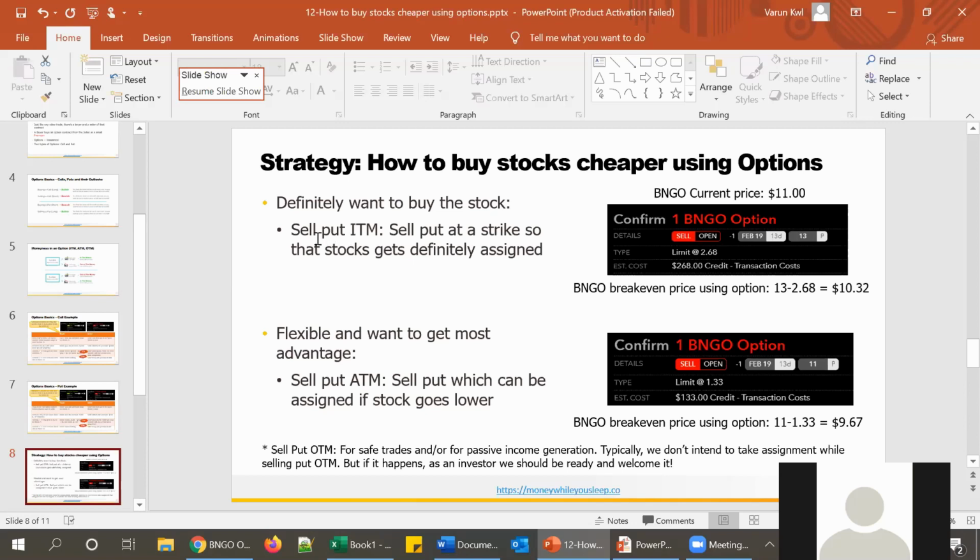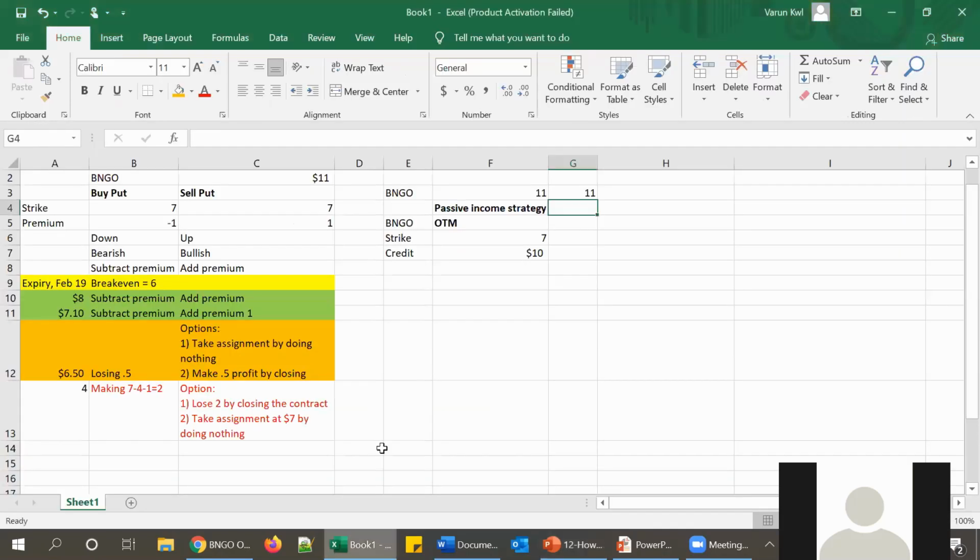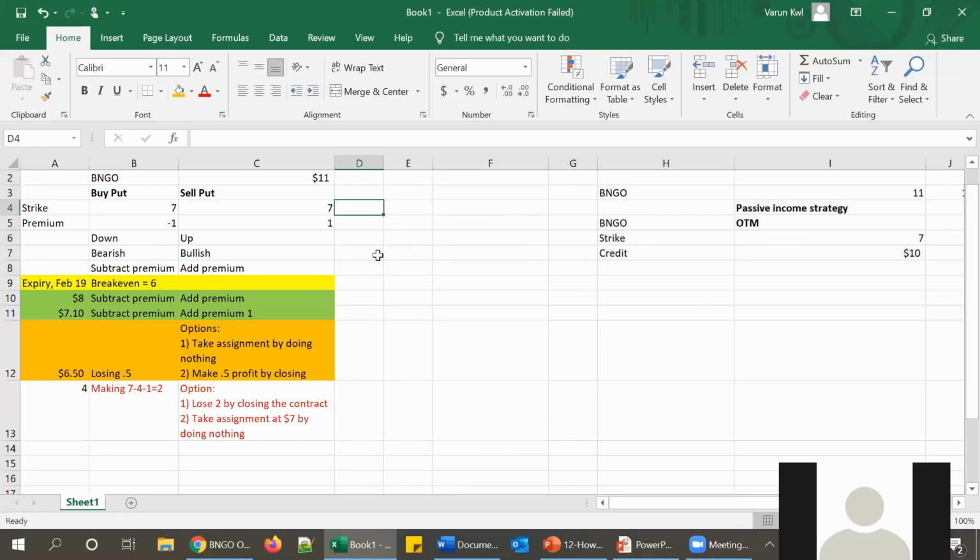And for bingo, I can sell a put which is in the money. That is selling a put at a high strike, so that the stock definitely gets assigned. So in this particular example, if I want to ensure as a seller that this stock will definitely be assigned to me, what should be my strike, guys? Here my strike was 7, bingo was at 11. What should be my strike so that there is a higher chance of this getting assigned to me?